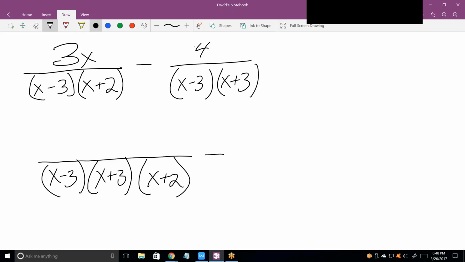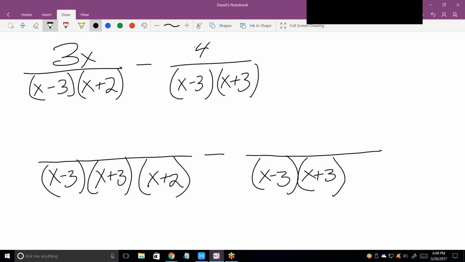without having more than I need. In other words, if I were to just multiply the two denominators together, I would have x minus 3 squared, right? I don't need x minus 3 squared in this least common denominator. I need it to be least, not most. Now, the question is how do you get this term and how do you get this term?